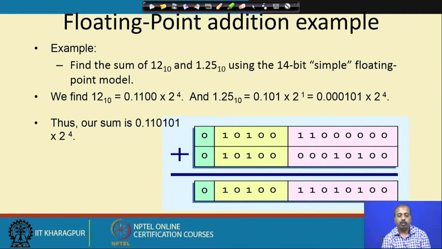I have to make both of their exponents the same. So, we take both of them to exponent 4, the larger one definitely. When this is converted to 2 power 4, this becomes the representation. Now we add this significant with this significant, getting the significant part as this. So, our overall sum becomes 0.110101 into 2 power 4. Here no adjustment is necessary because before the decimal we have 0 and after the decimal we have 1. So, no adjustment is necessary.